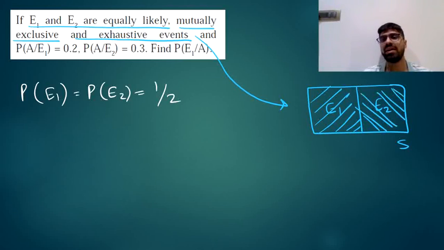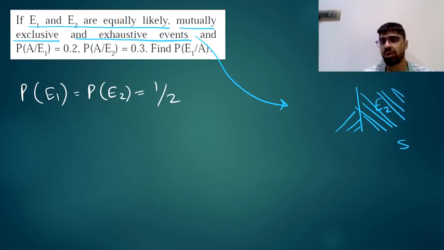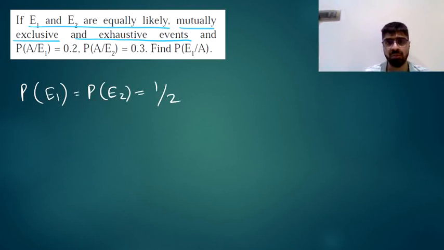So if you check that Venn diagram, E1 and E2 are total, making your sample space, and there is no intersection between them. So that is how we are interpreting the condition of mutually exclusive and exhaustive events. And because they are equally likely to occur, we said that their probabilities are equal to half. Now they have said P of A given E1 is something, P of A given E2 is something. Find P of E1 given A.